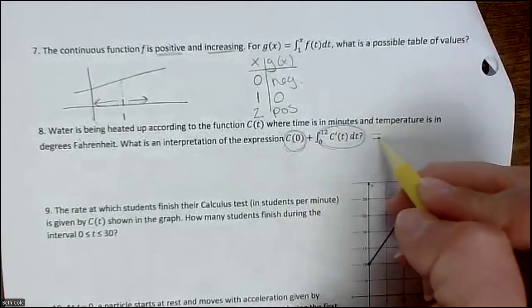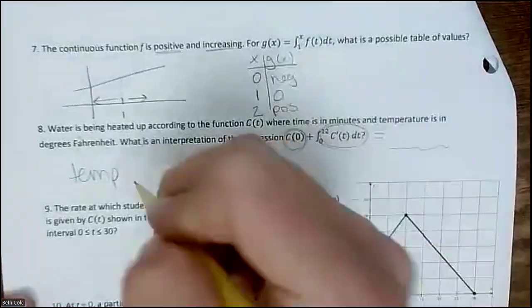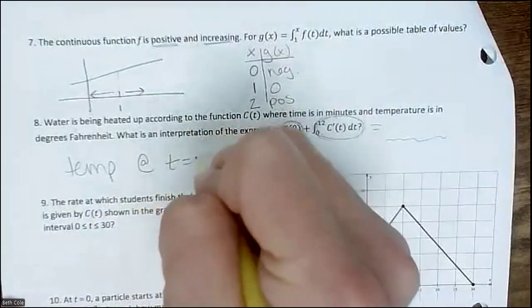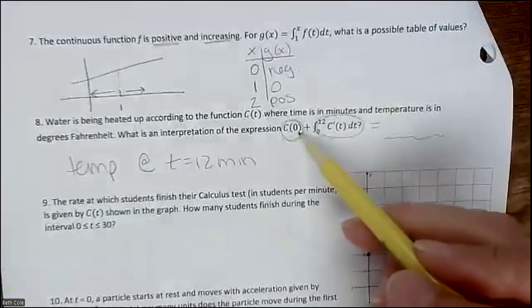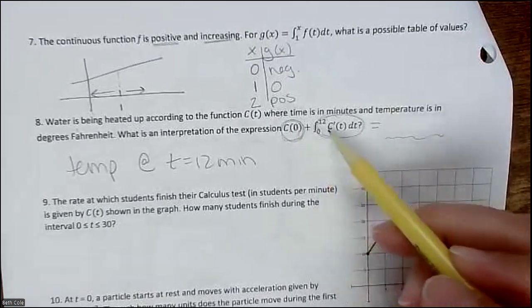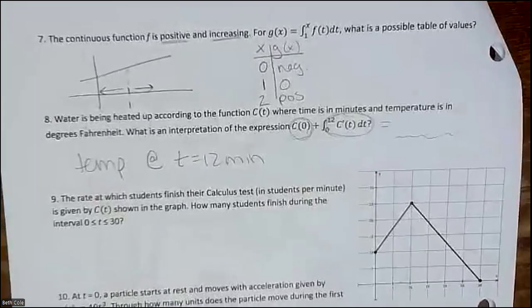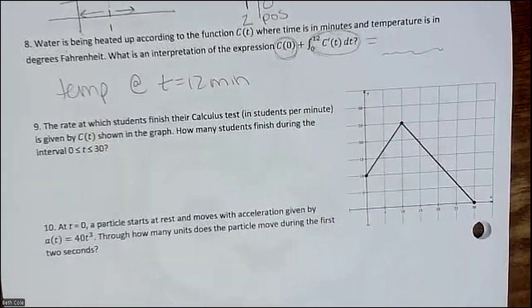So this result, what does this mean? Well, that's the temperature at what time? 12 minutes. That is the temperature of your water at 12 minutes. You started with whatever it was when it came out of the tap. You heated it up for 12 minutes. So your result is the temperature at 12 minutes. Please don't overthink that. That's all that means. It's a lot of symbols that mean that.